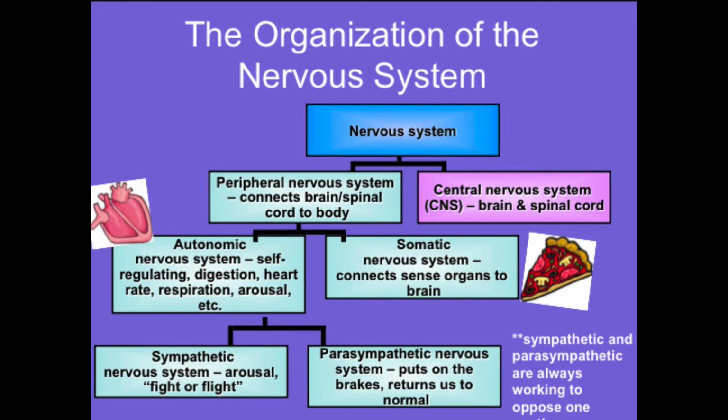So the organization of the nervous system. The nervous system is organized into two major divisions. The central nervous system, which is the brain and spinal cord, like I was saying a second ago. It's easy to remember because it runs down the center of your body, your brain and your spinal cord. And then the peripheral nervous system, which connects the brain and the spinal cord to your body.